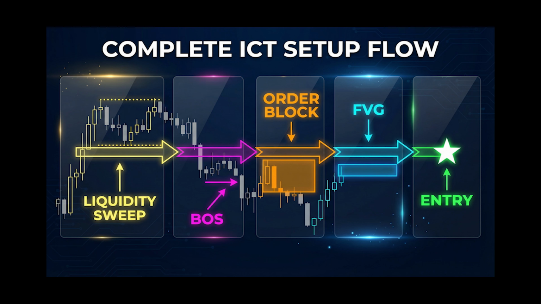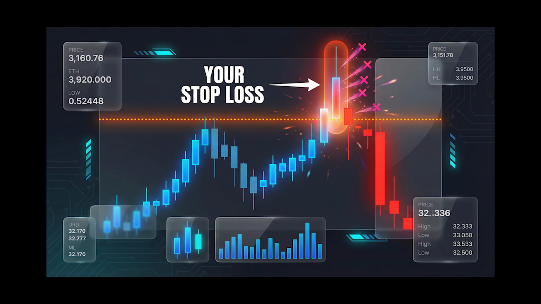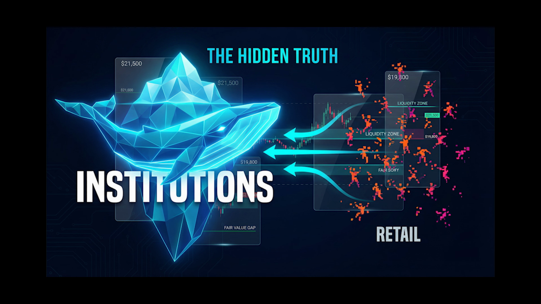Imagine this. You take a trade. The setup looks perfect. The trend is clear. Everything makes sense. But suddenly, price spikes, hits your stop loss, and then moves exactly in the direction you predicted. Sound familiar? That's not bad luck. That's how the market works.